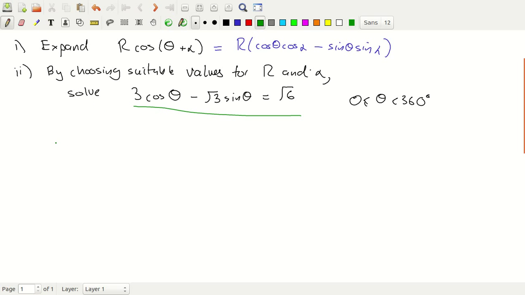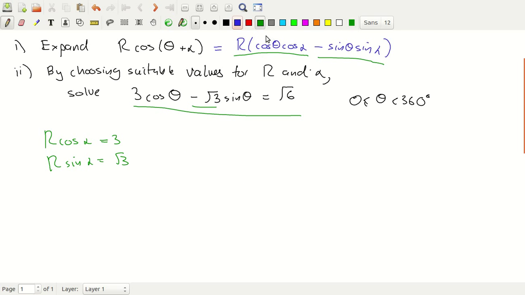So what would that involve? Well, we want 3 cos thetas, and if you look at our answer to part 1, the number of cos thetas is r times cos alpha. So we get this equation: it would be wonderful if we could find r and alpha that satisfied r cos alpha equals 3, and also the number of sine thetas in our first answer is minus r sine alpha, and we hope that would be minus root 3. So r sine alpha equals root 3.